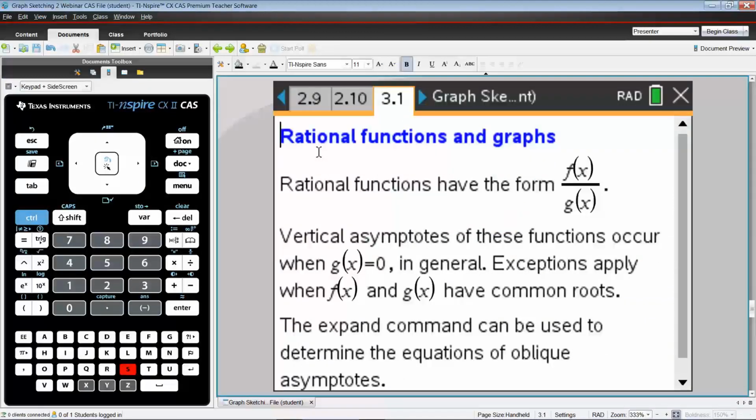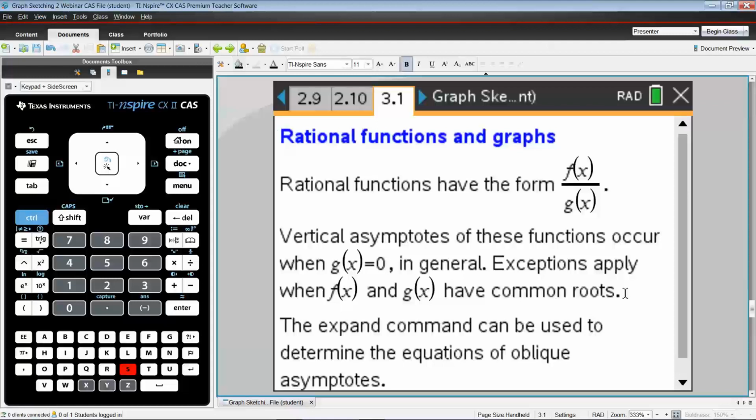Okay, so moving on to the final part of the session, we're going to look at rational functions. So rational functions have the form f(x) over g(x). So it's a ratio between the two functions. Now, in general, vertical asymptotes of these functions will occur when the denominator is equal to 0, as we saw back in reciprocal functions. However, there are exceptions that will apply when f(x) and g(x) have common roots.